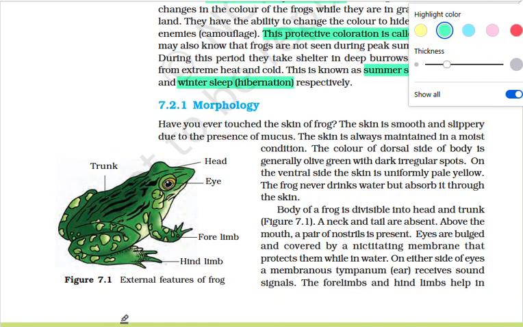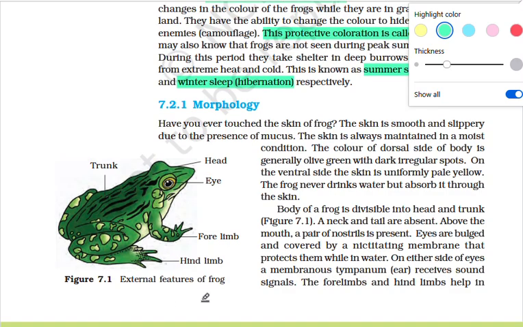Morphology. Have you ever touched the skin of a frog? The skin is smooth and slippery due to the presence of mucus. The skin is always maintained in a moist condition. The color of the dorsal side of the body is generally olive green with dark irregular spots. On the ventral side the skin is uniformly pale yellow. The frog never drinks water but absorbs it through the skin.